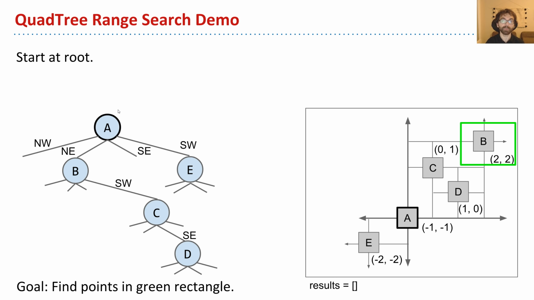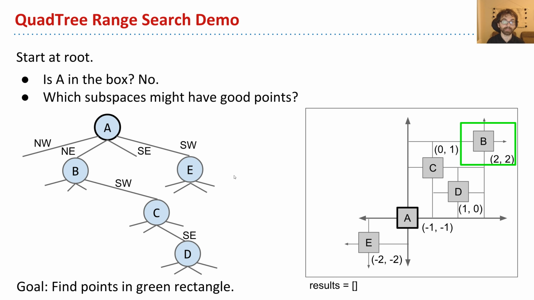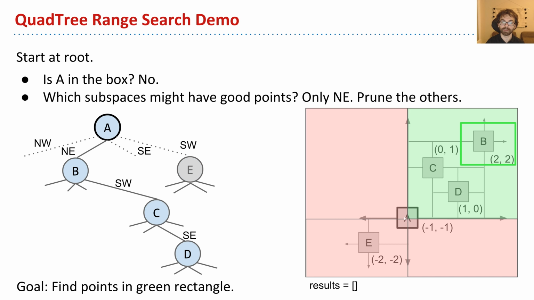So we start at the root, and we ask ourselves, is A inside the green box, the green rectangle? No. Well, then we ask ourselves, since A is not, which subspaces might have good points? There are 4 subspaces: all the points to the northwest, the southwest, the southeast, and the northeast of A. And of those, only the northeast could possibly have any good points, where a good point is a point that is inside the rectangle. Why? Well, this top left quadrant has no points in common with the rectangle, so there's no possible way that anything over here could be in the rectangle.